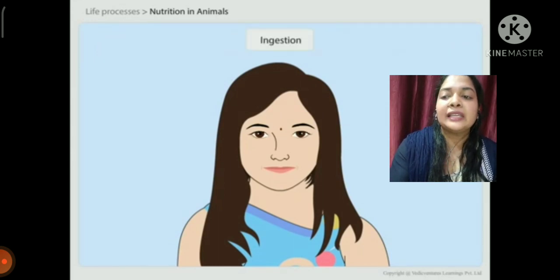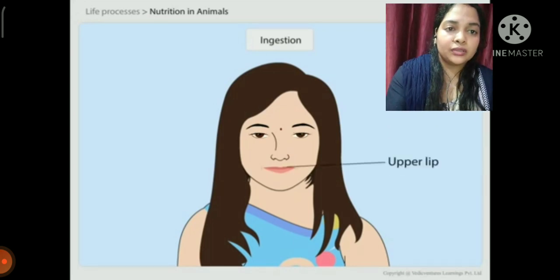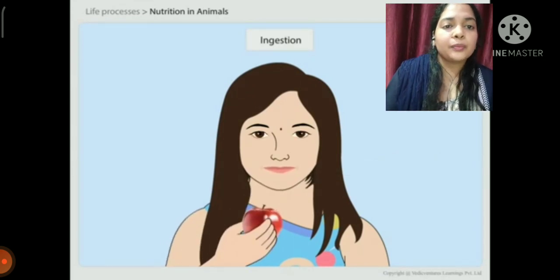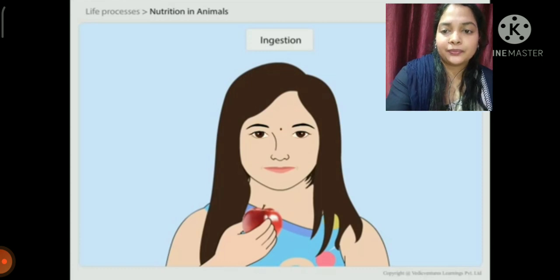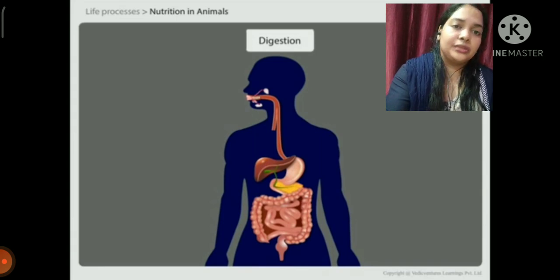The human beings have a special organ for the ingestion of food, which is called as mouth. It is surrounded by upper and lower lip. Next step is digestion. The digestion of food starts as soon as we put food in our mouth.